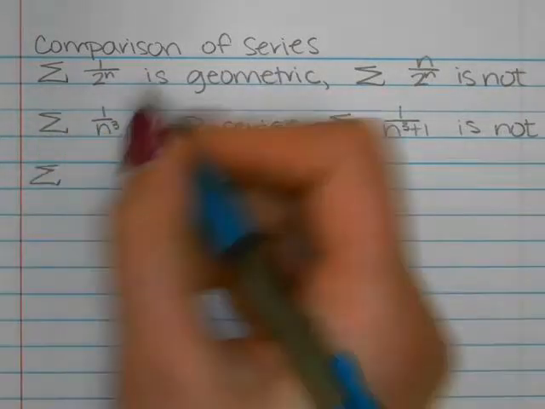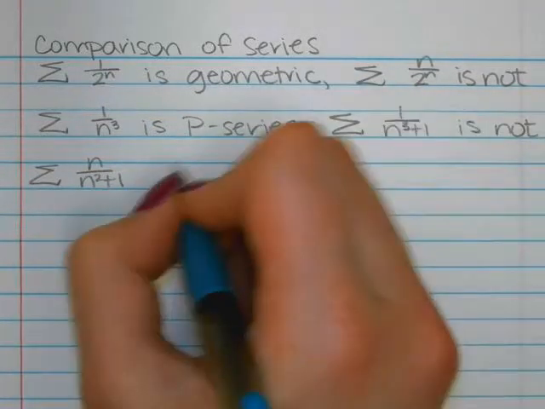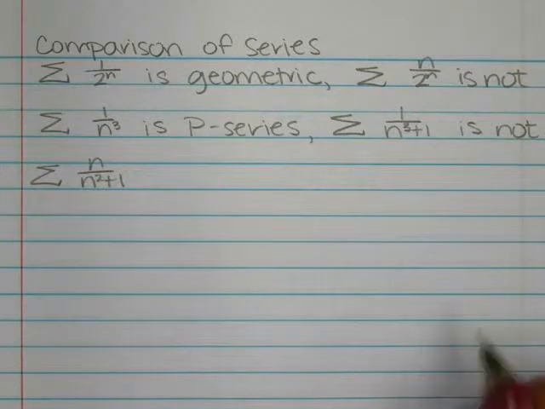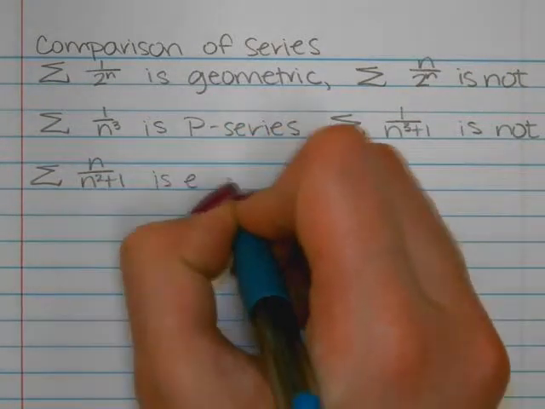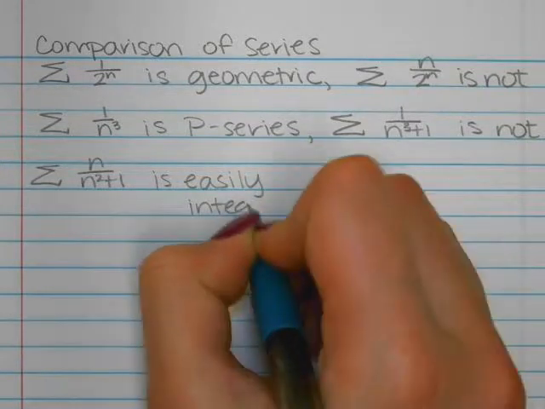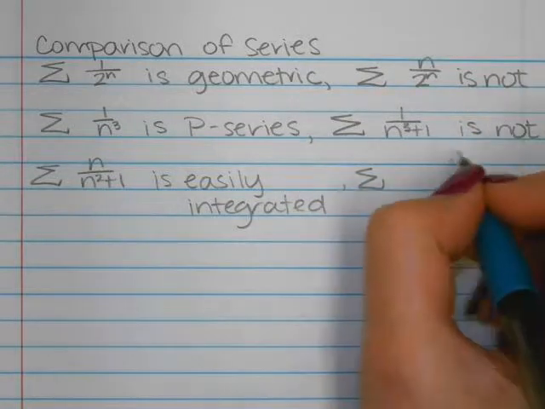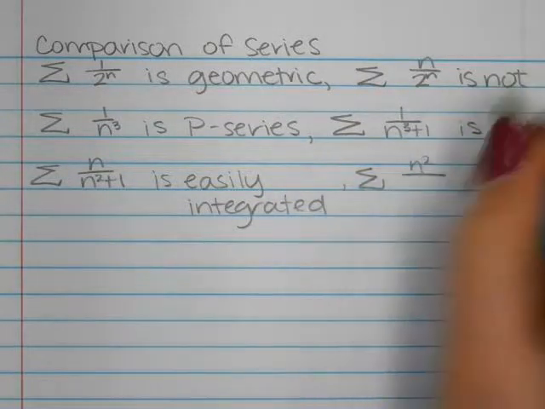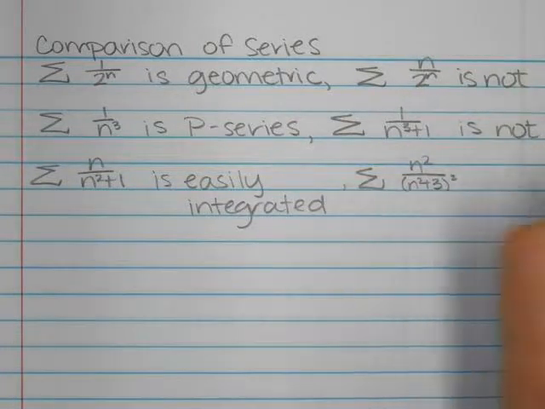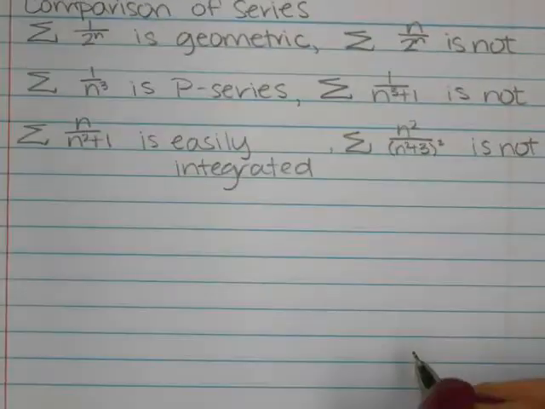If we're looking at the series n over n squared plus 1, you could see that while it's not a p-series, while it's not geometric, while it's not telescoping, we could easily integrate it. So we could do that integral test. But if we look at the series n squared over n squared plus 3 squared, you would find that it is not easily integrated, even though they are somewhat similar.